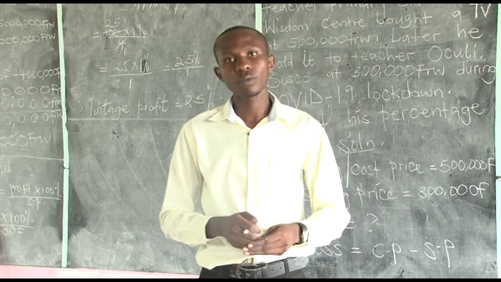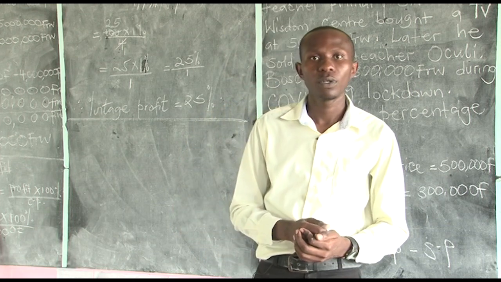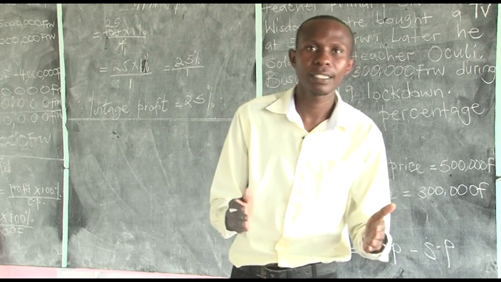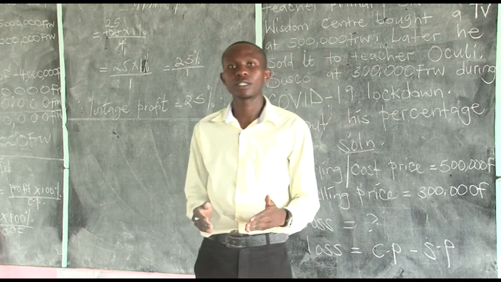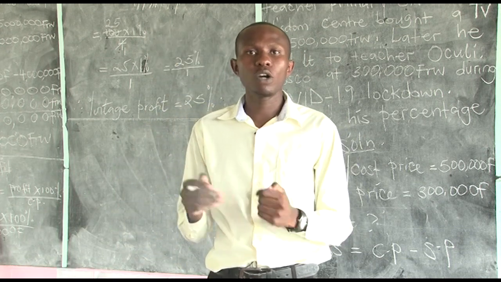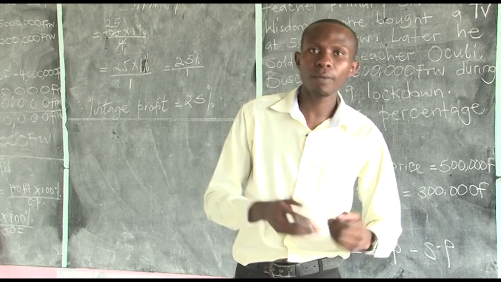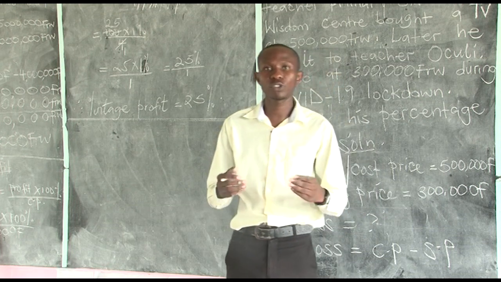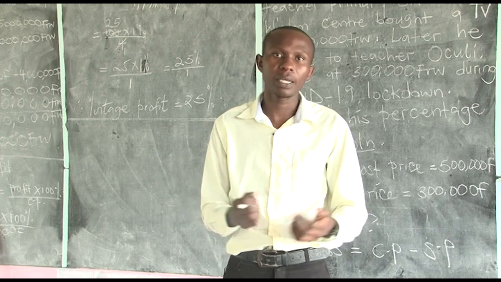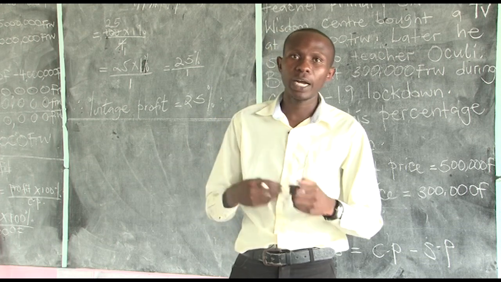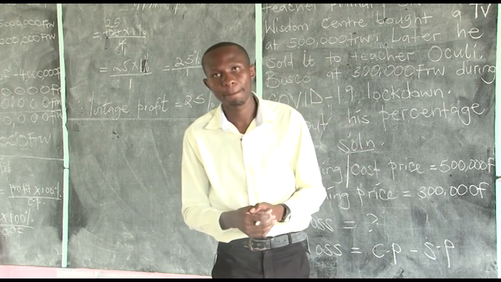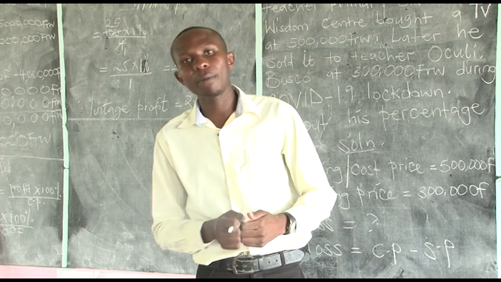Question A. Work out Arafat's profit. Roman 2 says, calculate the percentage profit Arafat made. Okay? That's question number one.